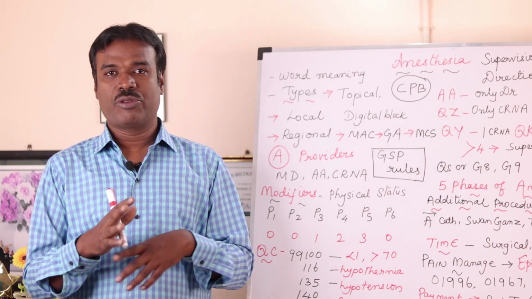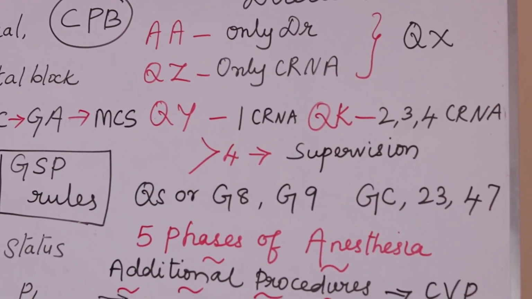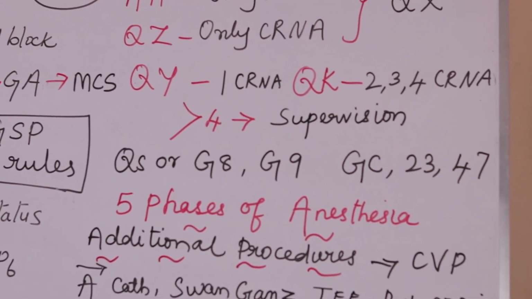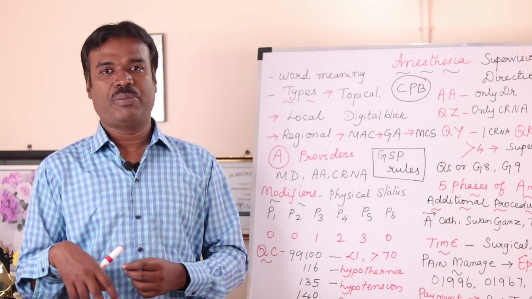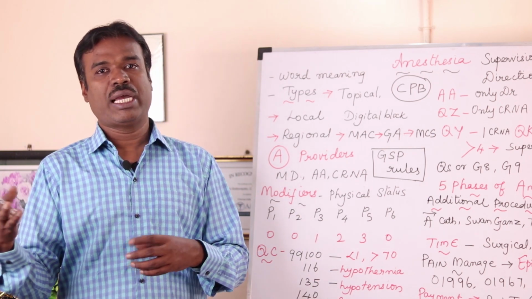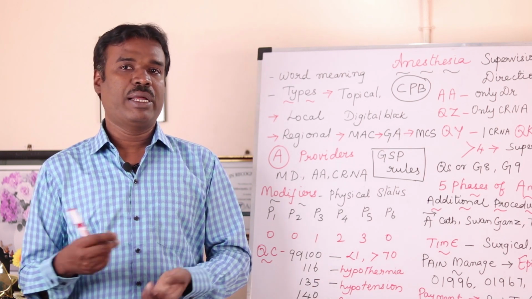So you are not supposed to use QS and G modifiers at the same time. Either use a QS or you will have to report a G8 or G9, depending on the presence of a cardio or the pulmonary condition.